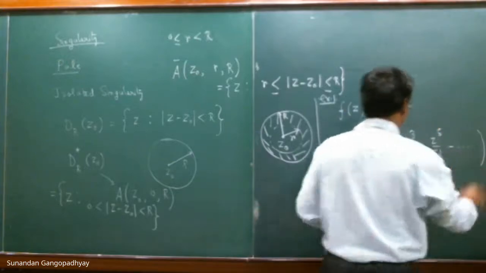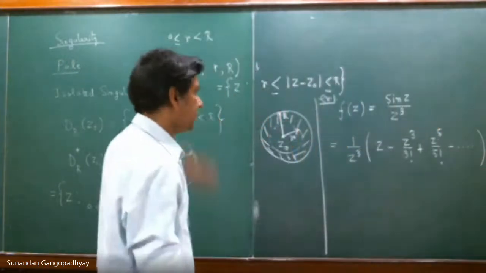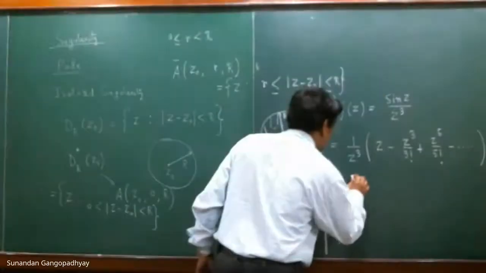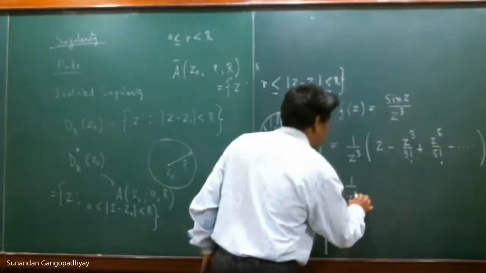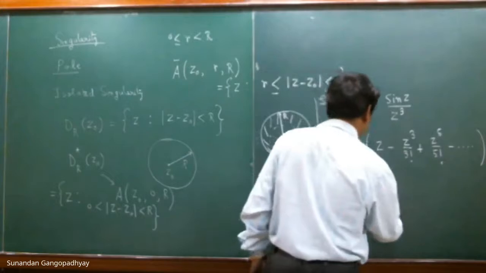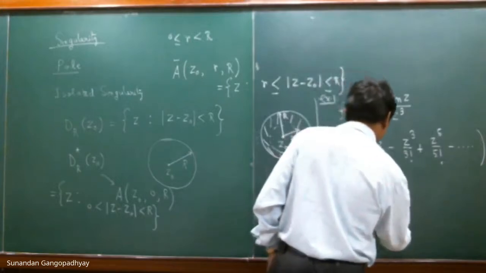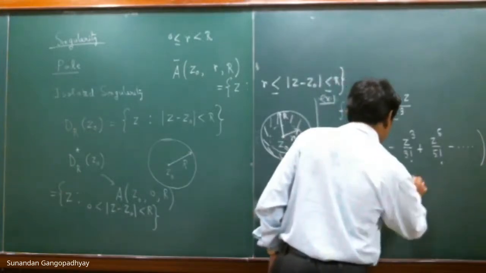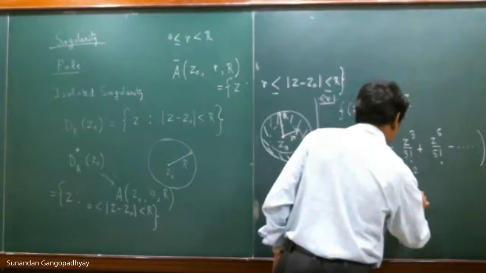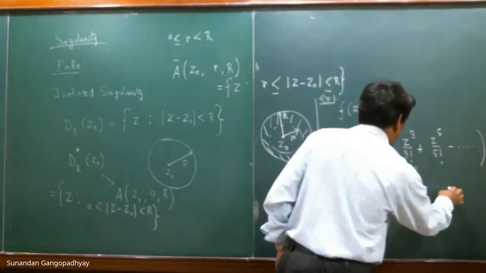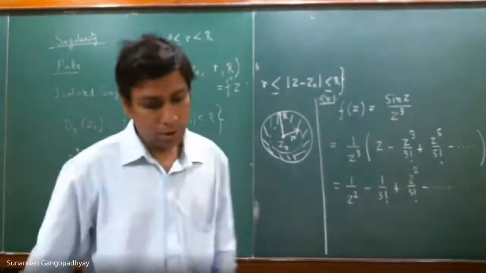Okay, and this gives us 1 by z square minus 3 factorial and so on. So this is what we have.